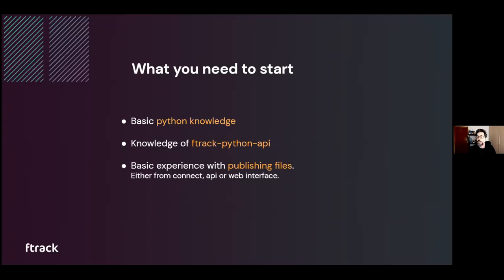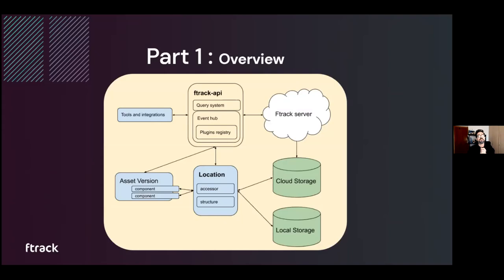Without further ado, let's get started. So let's start by having an idea of the top-down view of how the location system works in ftrack. On your top left side, you have tools and integrations. This can be ftrack Connect Maya. It could be one of your actions. It could be any code that runs on top of our ftrack API. The ftrack API is what you can install from PyPI in any Python environment, Python 2.7 or Python 3 as well. But the most important thing is what this system is composed of.